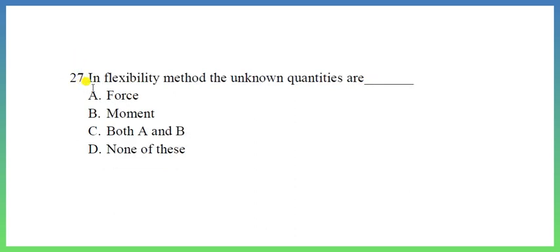Next one, in flexibility method, the unknown quantities are option A force, B moment, C both A and B, and D none of these. So in flexibility method, the unknown quantities are force and moment. So the option C is the correct answer, both A and B.